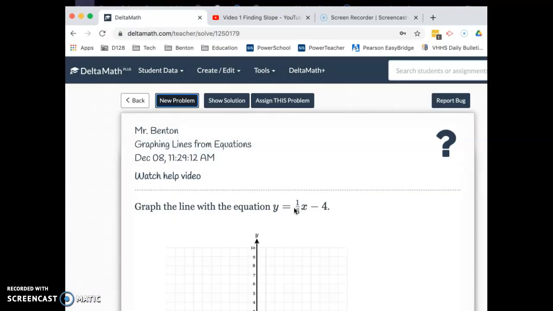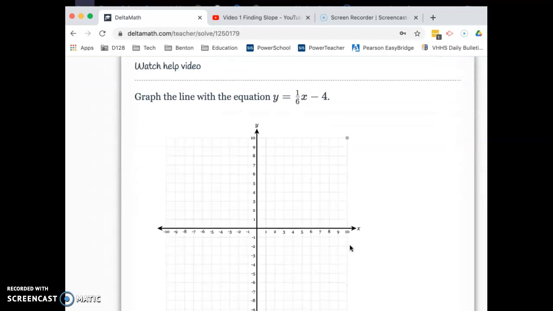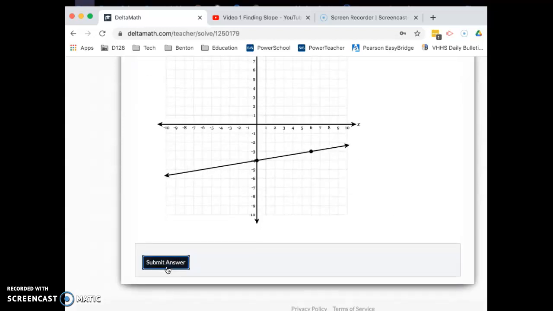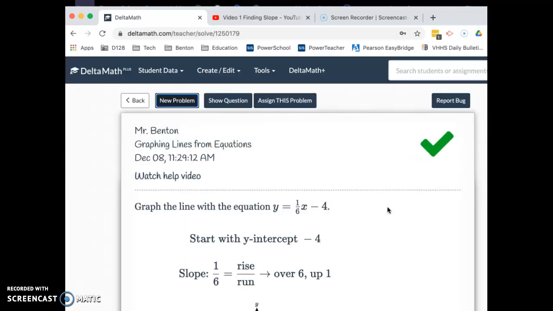Let's try another one real quick. So this one's kind of the same deal. The negative 1/6 is going to be your slope, and the negative 4 is going to be your y-intercept. So you want to make an anchor point at negative 4, and then you need to go up 1 over 6. Boom, just like that. I could check these. Should we see if we got it right? Let's see. Yes, nailed it. Nailed it.